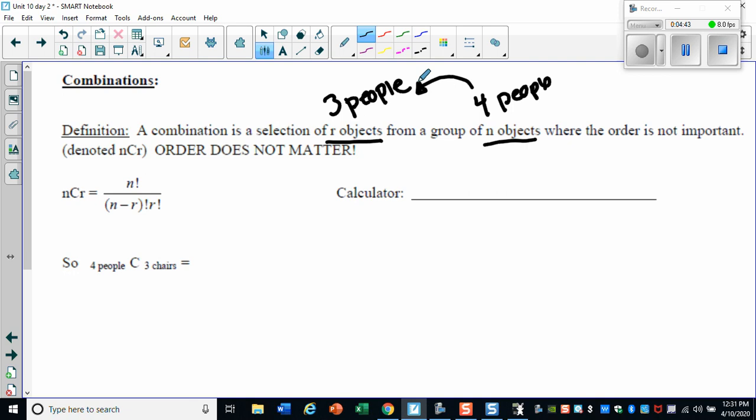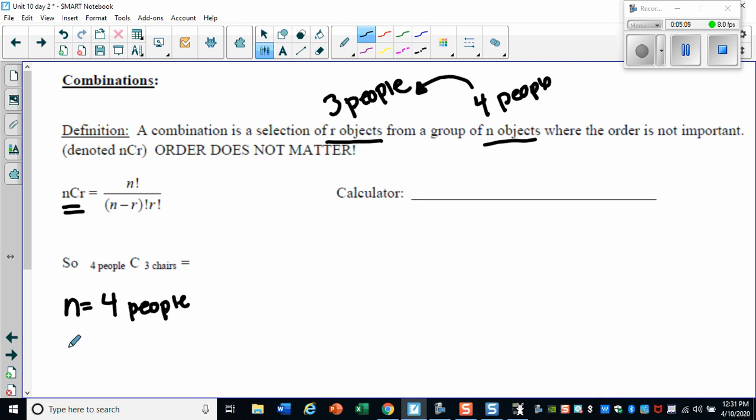And the order that I chose them, the order they sit, none of that matters. The only thing that's going to matter here is that that specific group of people is in my group, okay? So we're going to denote that the exact same way that we did permutations, only we're going to do nCr. So what does the n stand for? That's still your total number that you have. In this case, we had a total of 4 people.